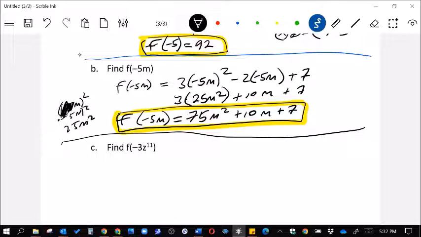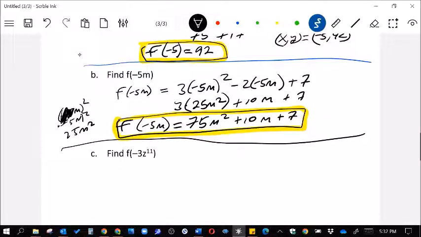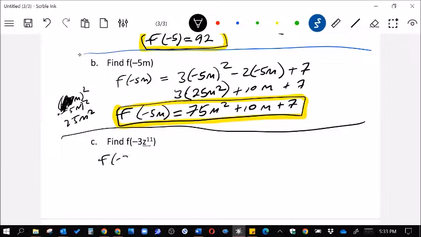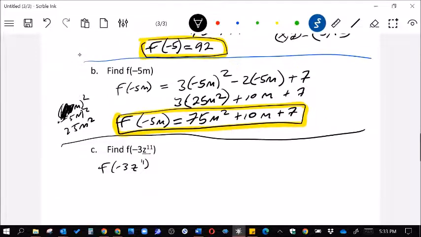And now let's take a look here. Oh, one that has a few more things, or a little more to it. Now, it's really no different from the m, except that we're going to have another exponent to deal with. So let's do that. We're going to use the same thing here. So I'm going to say f of negative 3z to the 11th power is equal to 3 times (negative 3z to the 11th) squared minus 2 times negative 3z to the 11th plus 7.